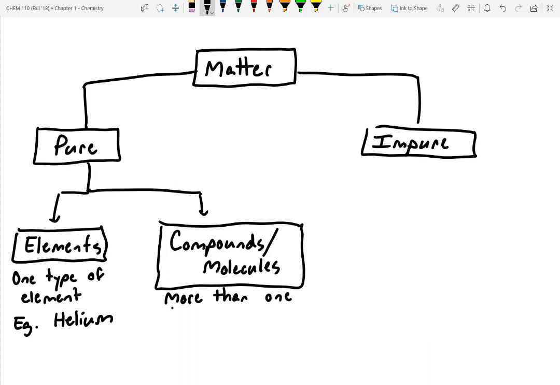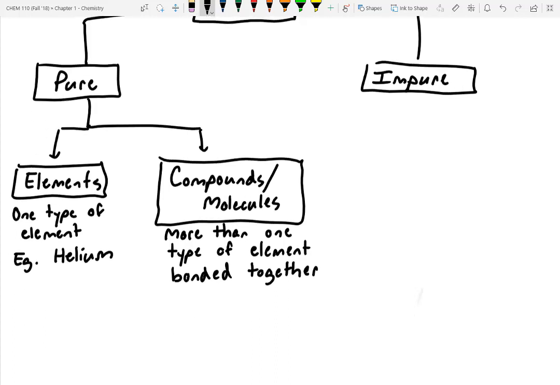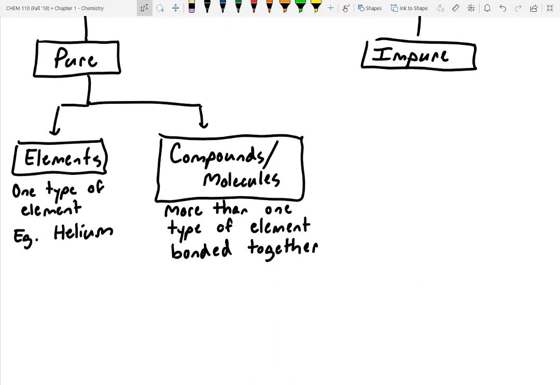So more than one type of element bonded together. And we'll talk a lot more about what it means to be bonded to something later.